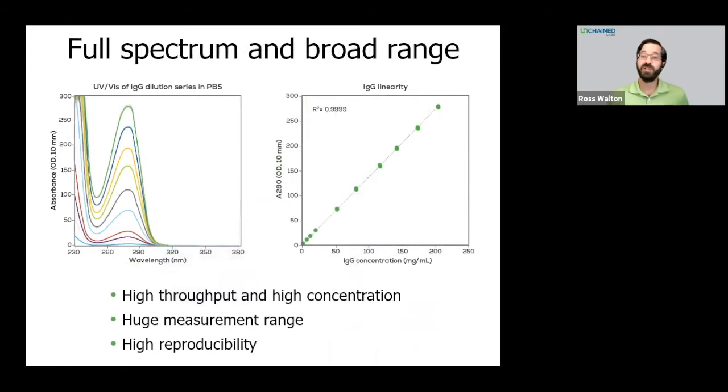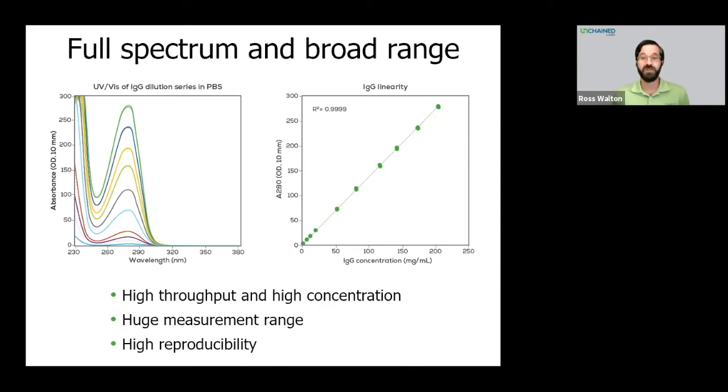Stunner has a dynamic range from 0.03 to 275 OD, which is about equal to 0.02 up to 200 mg per mL for a typical monoclonal antibody. It reads the full UV-vis absorbance spectrum for each sample. And I'll show you how you can use that in a little bit to determine both the DAR of an ADC or determine degree of labeling of a labeled antibody.